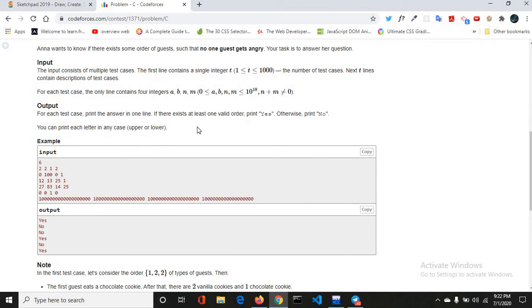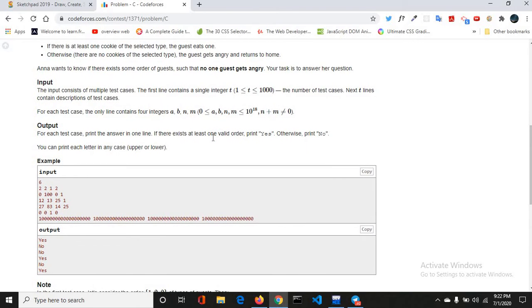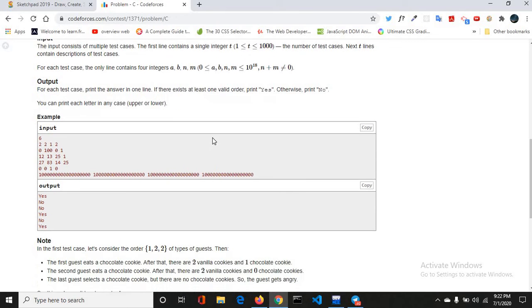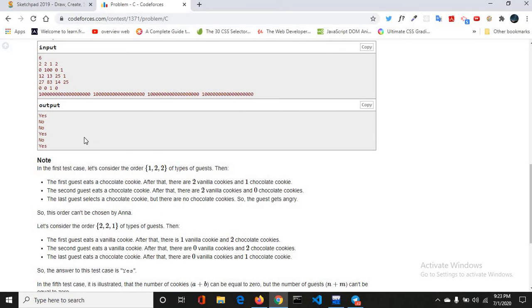Now we need to determine that there is no angry person after getting all the cookies. That is, every person should get a cookie. That is, they should not get angry. So let's see, for example, we got 2, 2, 1, 2. That is 2 vanilla cookies, 2 chocolate cookies, and the type 1 guest count is 1, and the type 2 guest count is 2 people.